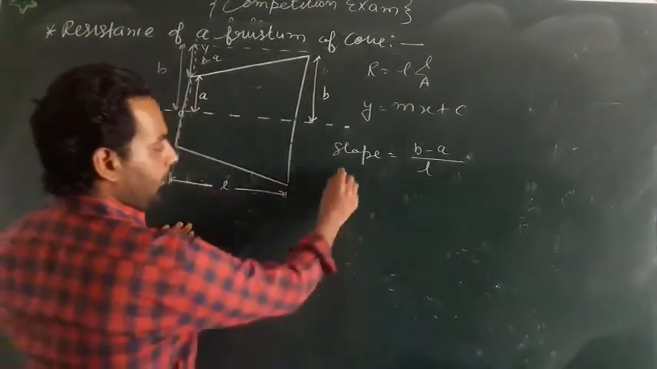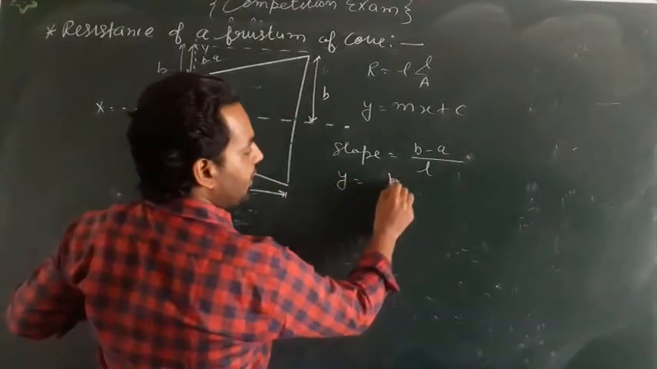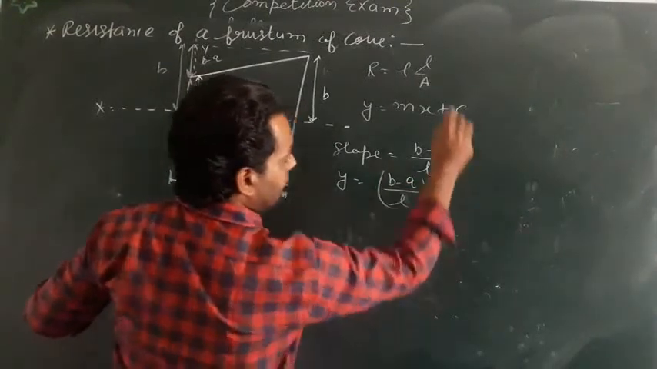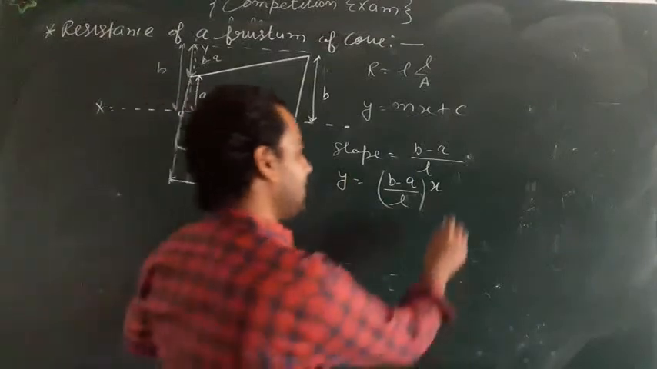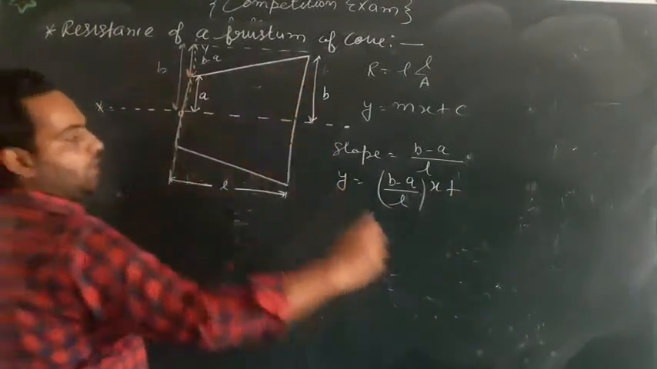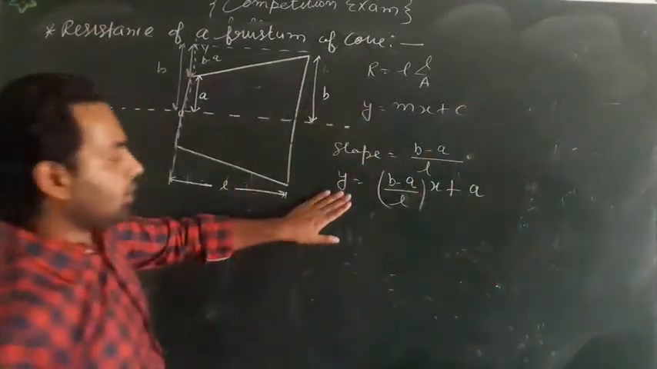So y becomes, what is the slope? B minus A divided by L into x. Clear? And plus c. C is the y-intercept. So what is the y-intercept here? The y-intercept is A. So here it comes out to be plus A. So this is your equation of the line.